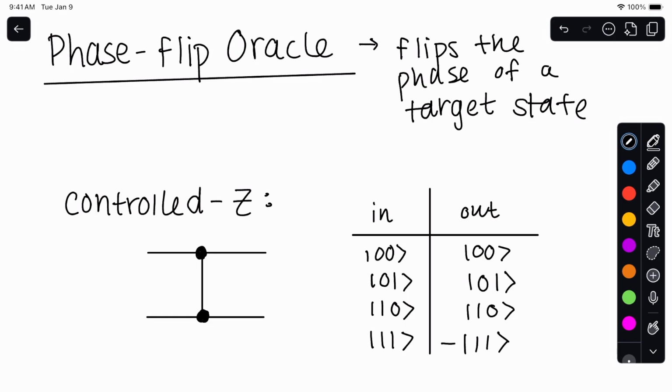And one important thing I want to note here is that we often draw the controlled Z gate with just 2 dots like this, and it's symmetric. So it doesn't matter which one is the control and which one is the target, because it has the same action either way.